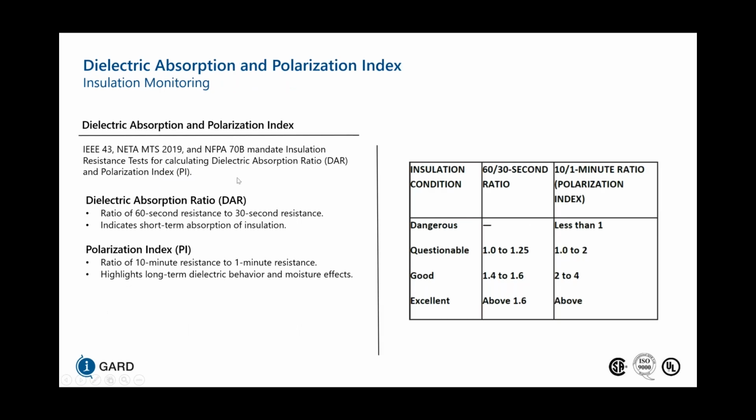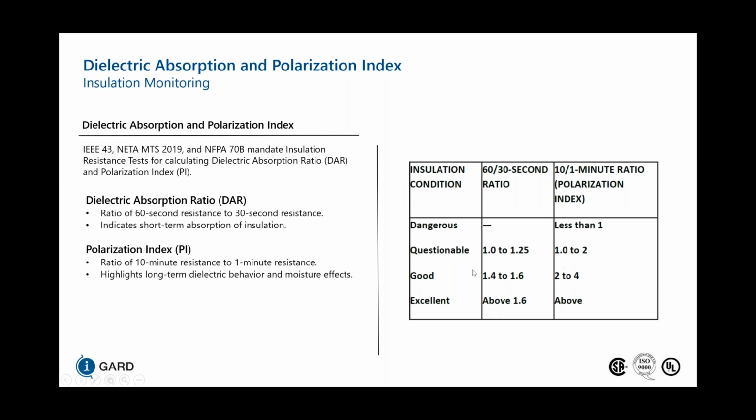Now in IEEE 43, NETA MTS-2019, and NFPA 70B, they mandate insulation resistance tests for calculating dielectric absorption ratio and polarization index. For the dielectric absorption ratio, the ratio of 60 seconds resistance to the 30 seconds resistance is compared and indicates short-term absorption of insulation. For the polarization index, it's actually a ratio of the 10-minute resistance to the 1-minute resistance, and it highlights the long-term dielectric behavior and moisture effect.